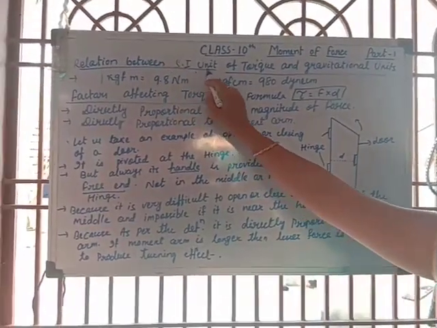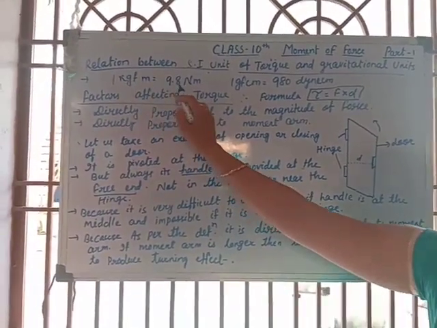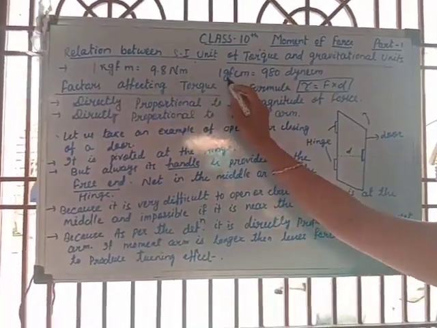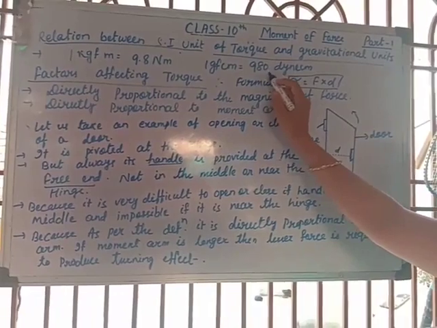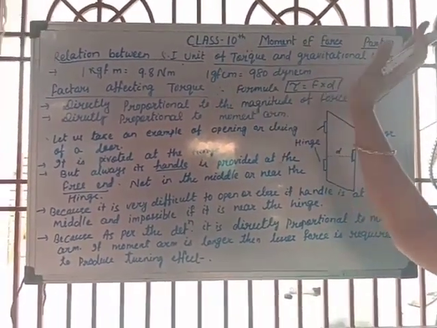Relationship between the SI unit of torque and the gravitational units. 1 kgf meter equals 9.8 Newton meter and 1 gf centimeter equals 980 dyne centimeter. No need for derivation, only this much is enough.